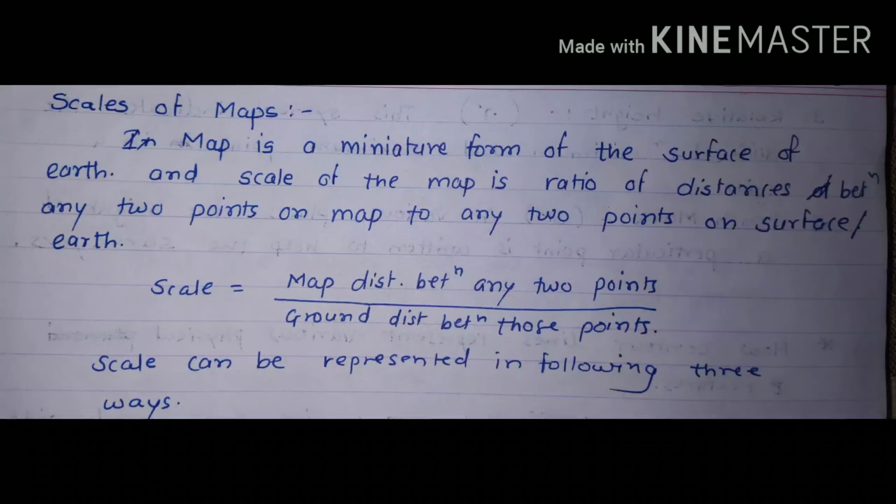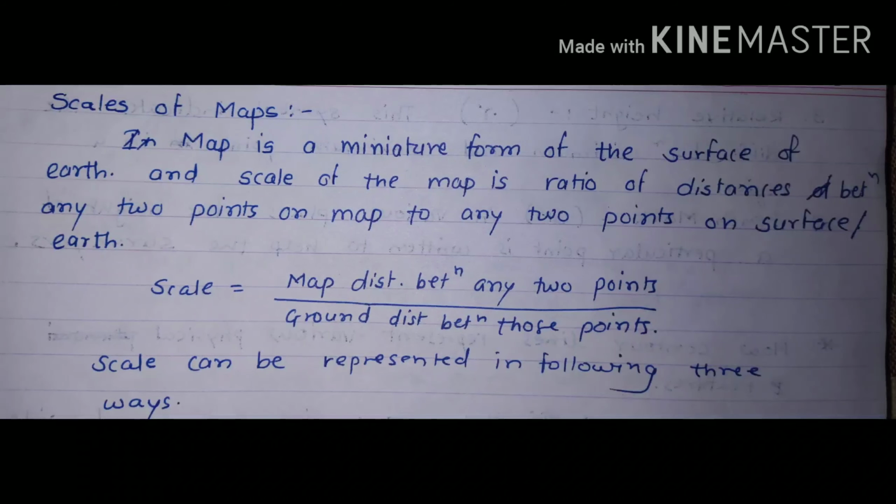is the ratio of the distance between any 2 points on the map to the distance between the same two points on the surface of the earth. And the formula for scale is equal to the map distance between any 2 points divided by the ground distance between those points. The scale on the map is represented in 3 different ways.